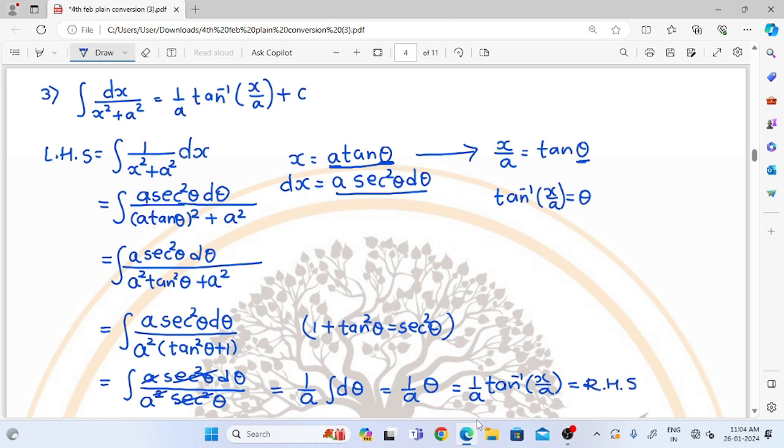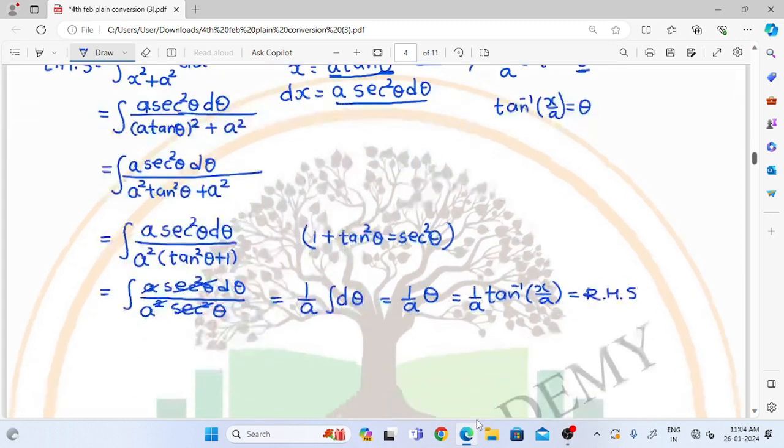So what we have done here: we need in the RHS tan inverse of x by a, so we have taken x is equal to a tan theta, substituted in place of x, a tan theta, then applied the identity 1 plus tan square is equal to sec square, and then we get the answer. Come to the next one.